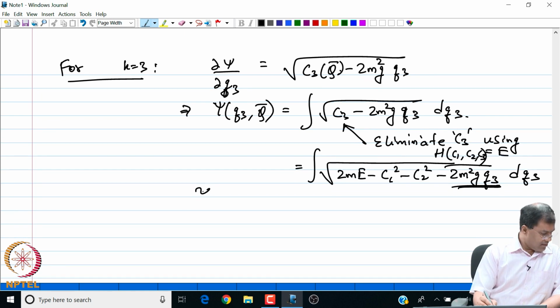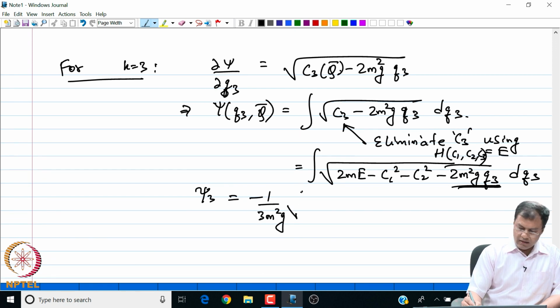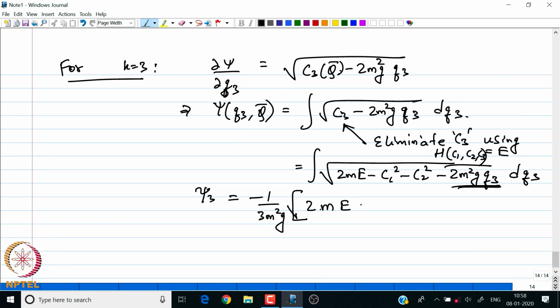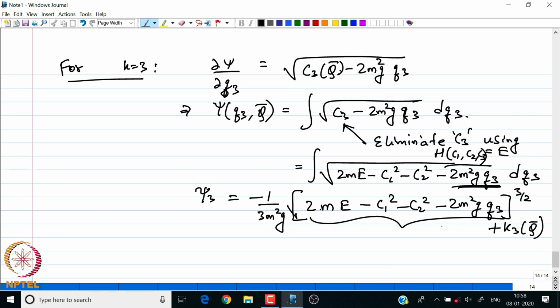The answer psi 3 comes out to be the following: minus 1 by 3 m square g times the following quantity, 2me minus C1 square minus C2 square minus 2m square g times Q3, to the power 3 by 2, plus another constant K3 of Q. Now notice, let me call this quantity inside the power 3 by 2 as gamma cube, where gamma is the square root of this quantity here, which is underlined.